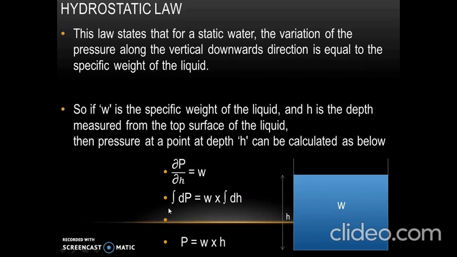So when we integrate, we get dP is equal to W into integration of dH. Here pressure is varying and height is varying, whereas W is constant and hence it is taken out. Since there is a uniform liquid from top to bottom, we will take W as constant. And finally we get P is equal to W into H. So this equation will be used to find pressure at required depth.